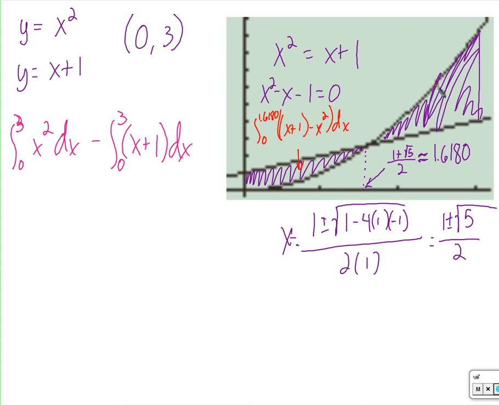And how about for this area? From 1.618 to 3, of what? X squared minus x plus 1. Make sure you put parentheses around that x plus 1. So we go to the intersection point, we take the upper function, the greater function, take its area, and subtract this area. And then once they intersect, we switch over to the function that's now above the other. If they intersected several times, we'd have to find a bunch of intersections and find all those areas separately.